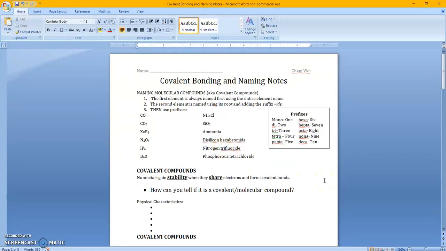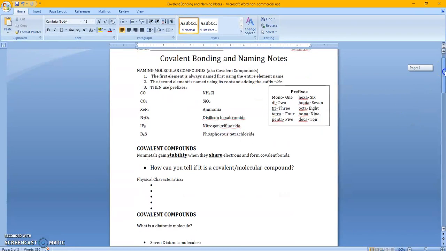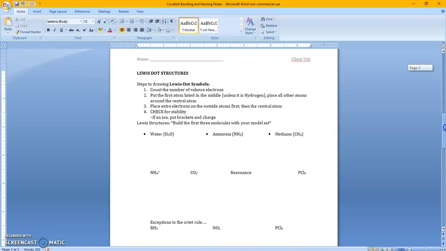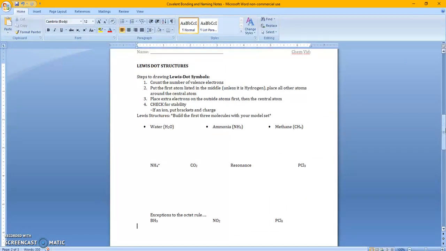Welcome to ChemVid. Today we're going to focus on covalent bonding and how we show how nonmetals bond together and share electrons, which is through what we call Lewis dot structures. So we're going to save the first part of these notes for in class. Go ahead and turn to the second page where it talks about Lewis dot structures. This is how we symbolize how each covalent molecule comes together, and we're going to focus on that for today's lesson.